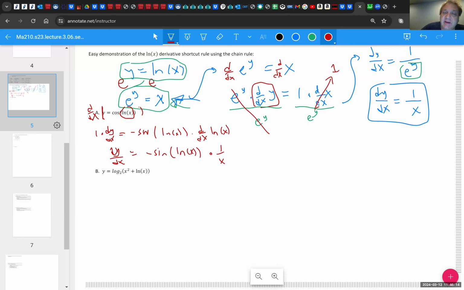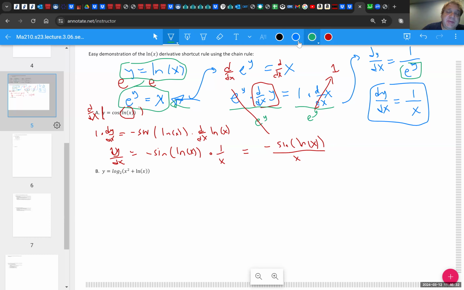And I guess we could combine the ones together. There's a 1 in front of the sine, a negative 1 in front of the sine. So we can write this as negative sine ln x. And we can even put the x on the bottom, just combine those two fractions together. So I guess that's a simplified version of dy dx: negative sine ln x, all divided by x.